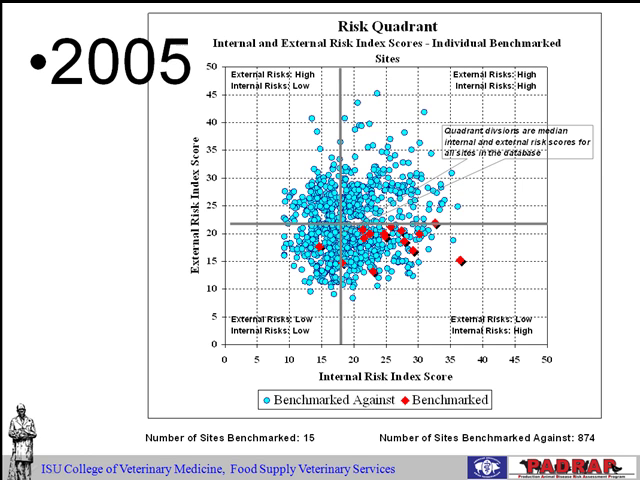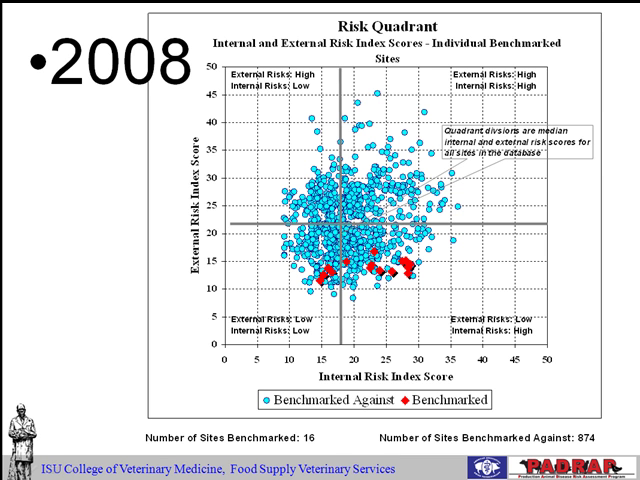There we go, 2005, 2006. So you can see a nice shift downward, and they came back a year later in 07, and then did them finally in 08. So 07, 08. So you can see over time a nice shift, mainly in the external risk going down.